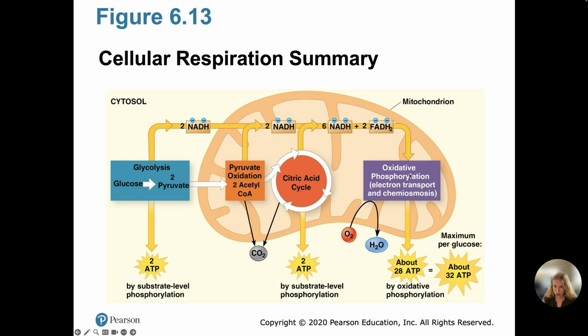In oxidative phosphorylation, the electron transport chain, all of these electrons are dropped off, and then they fall down that energy staircase, releasing energy to pump H+ across the membrane. The final electron acceptor is oxygen, which accepts the electrons and then 2 hydrogen ions to become H2O. And then that H+ ion gradient across the membrane powers ATP synthase, which generates about 28 ATP by oxidative phosphorylation. So in total, the maximum amount of ATP per glucose is 2 + 2 + 28, which gives us about 32 ATP. This can vary, but for the most part, it is 32 ATP.